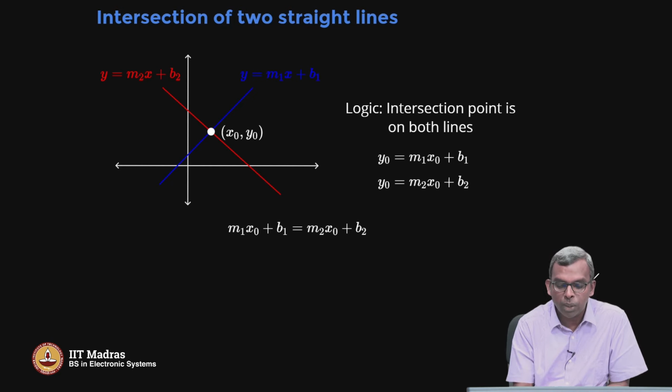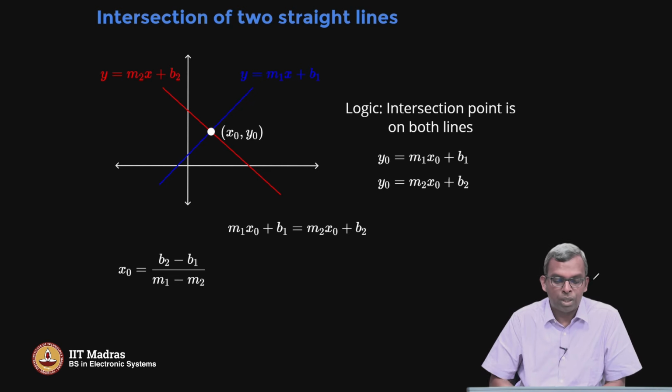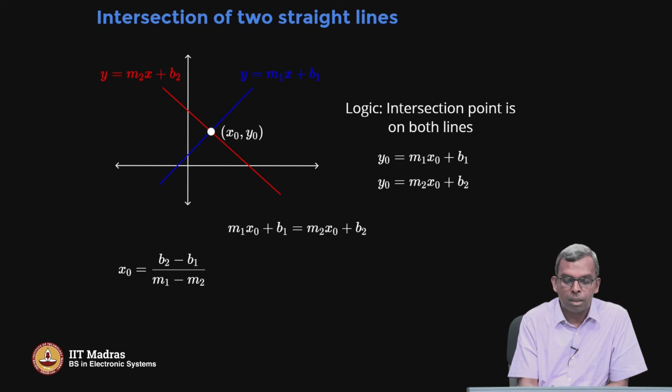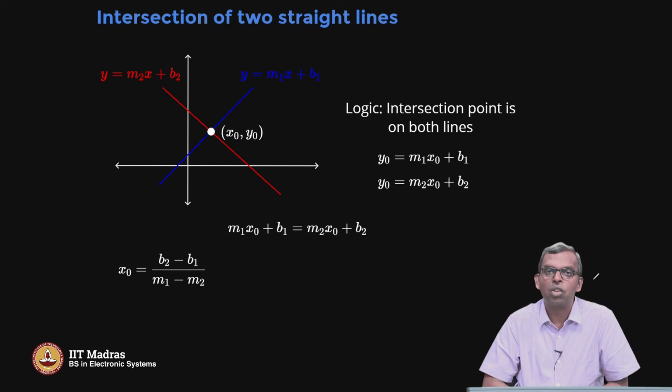So this is one equation and one variable, just a linear equation. We know how to solve this. We can manipulate it around, and you see x0 is (b2 minus b1) by (m1 minus m2). So notice the way in which it works. Very simple solution, isn't it?